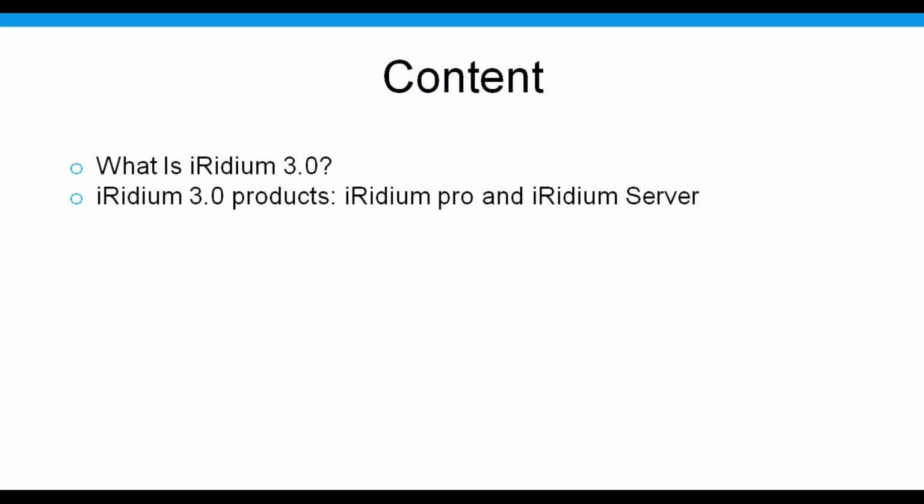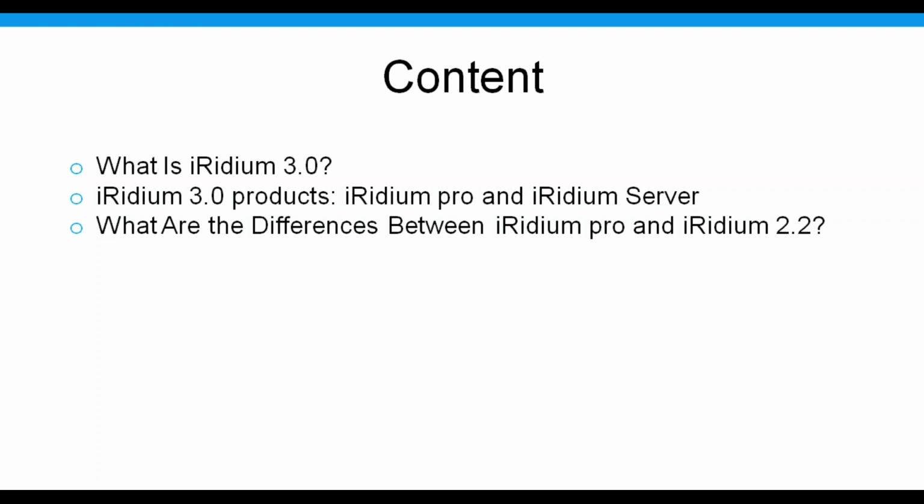And what is the content of our webinar, what we will speak about? First of all, what is iRidium 3.0? What kind of products are included in this platform? Actually, there are two, but there will be more. Currently, it's iRidium Pro and iRidium Server. We'll tell you what is the difference between iRidium Pro, our product for visualization, and iRidium 2.2, our previous version.